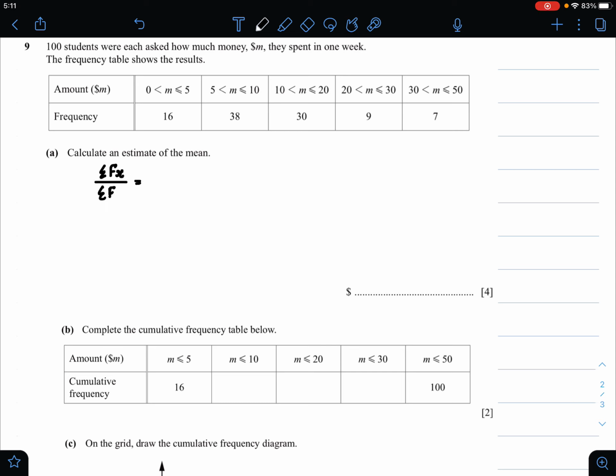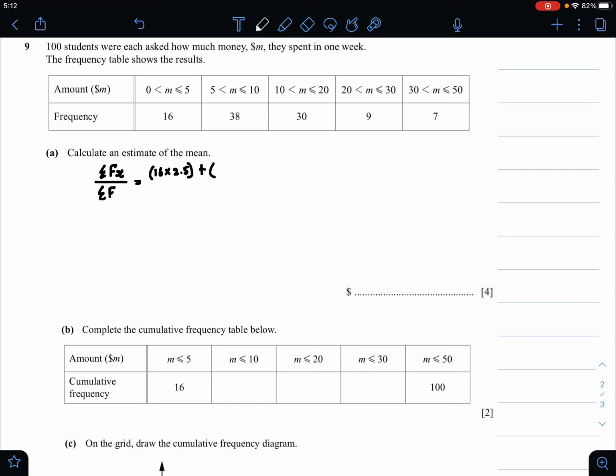So the x value would be the midpoint of the class width. So let's do this. The frequency, which is 16, multiplied by the midpoint of the class width, which in the first case is 2.5. Now you can find the midpoint by adding both the ends of the range, so 5 plus 0, and dividing it by 2. So 5 divided by 2 is equal to 2.5. And like that you do it for the rest of the class widths.